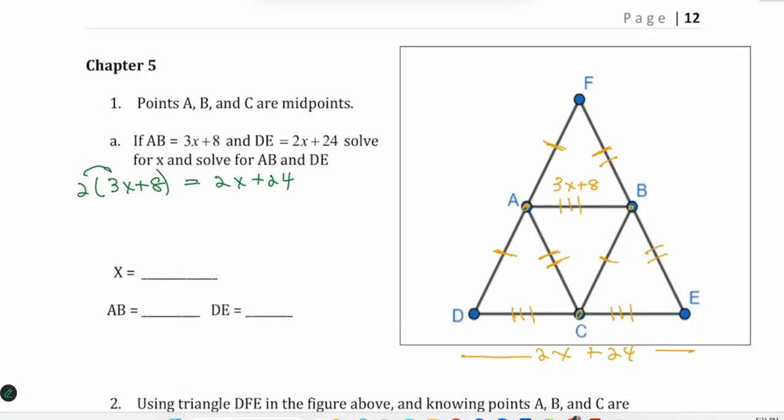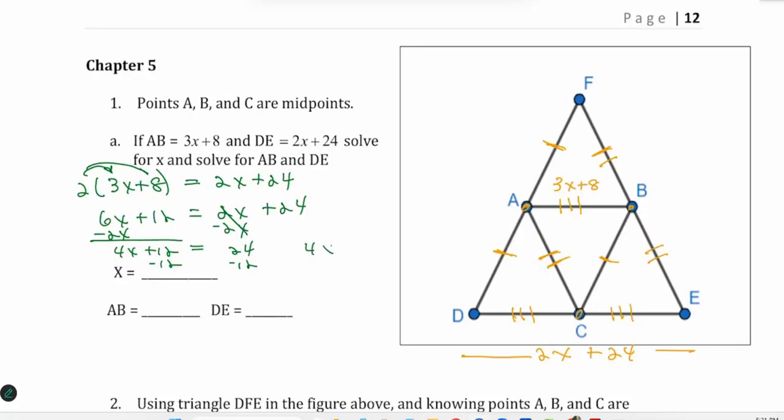So now you've got to distribute both places. 6x plus 12 equals 2x plus 24. My goal is to get the x's on one side, so I'm going to subtract the 2x. That's going to give me 4x plus 12 equals 24. Subtract the 12 from both sides. That gives me 4x equals 12. Divide by 4, and I get x equals 3.